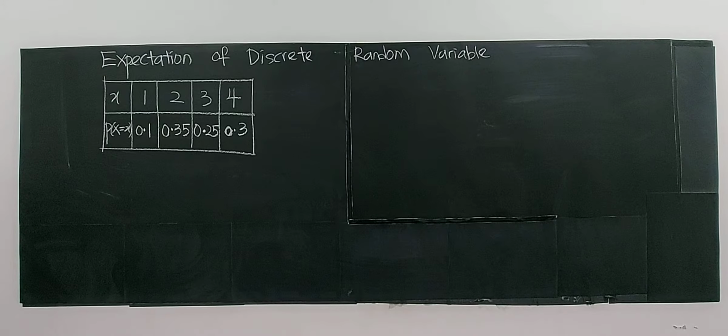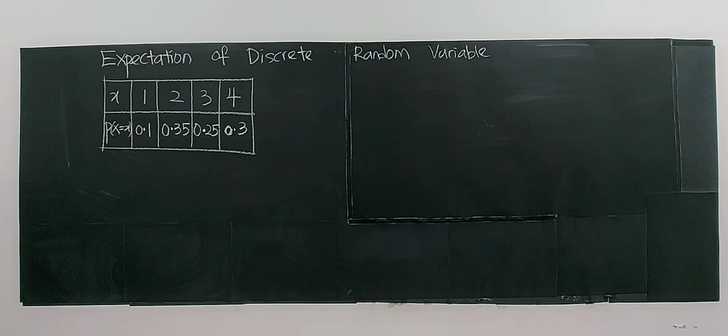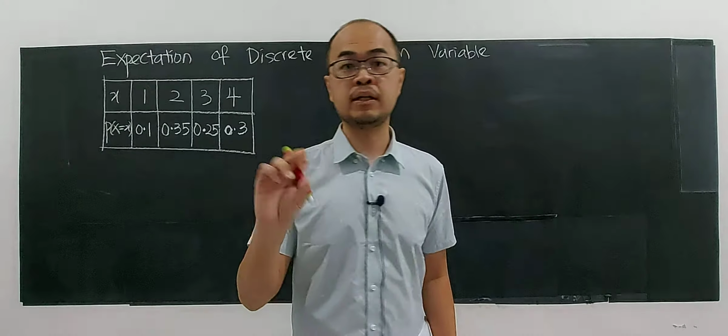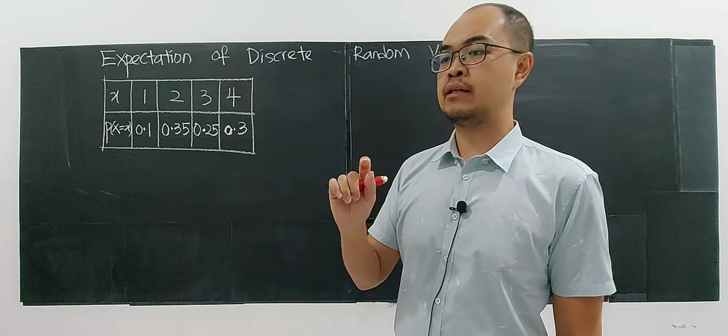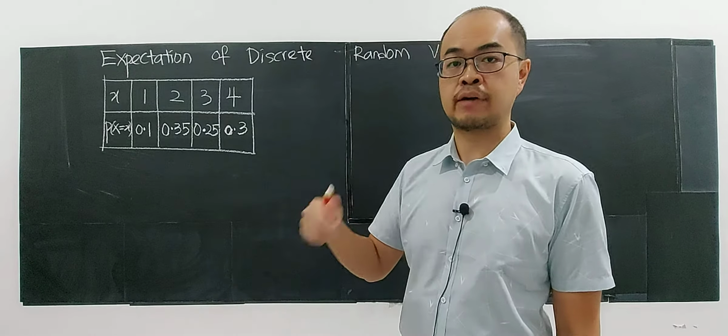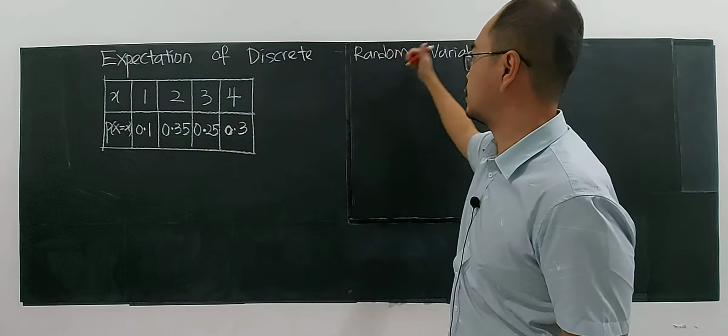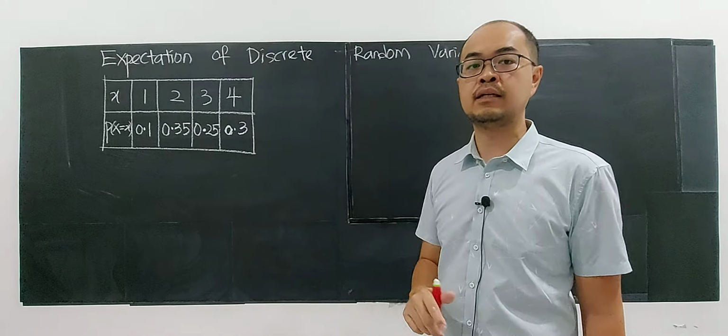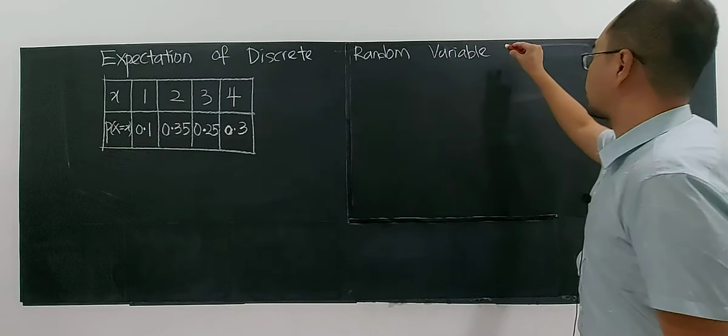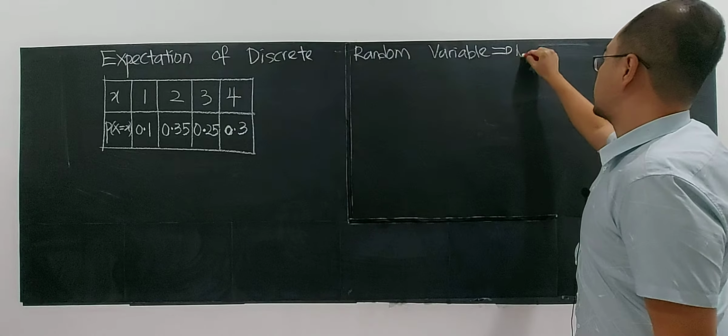Hi, in this video I'm going to talk about the expectation of a discrete random variable. It has the same meaning when we talk about the expectation of a random variable, either discrete or continuous. When finding the expectation of a random variable, whether it's a discrete random variable or a continuous random variable that you're going to learn later, it actually brings the same meaning, which is the mean of x.